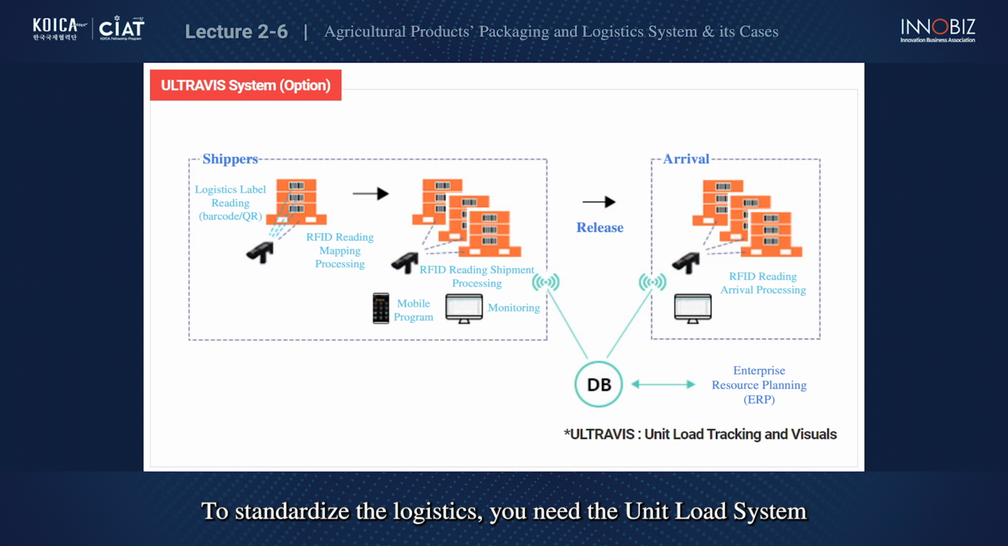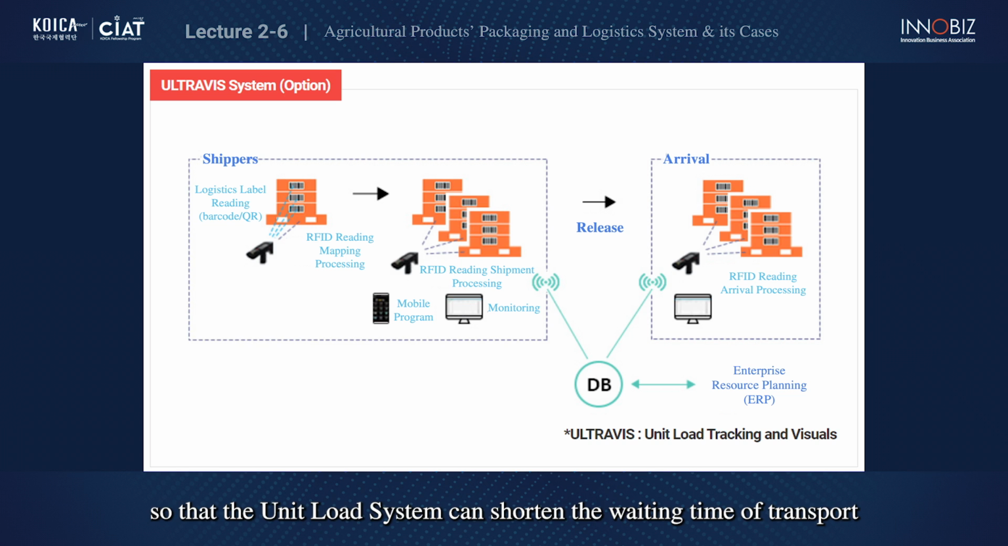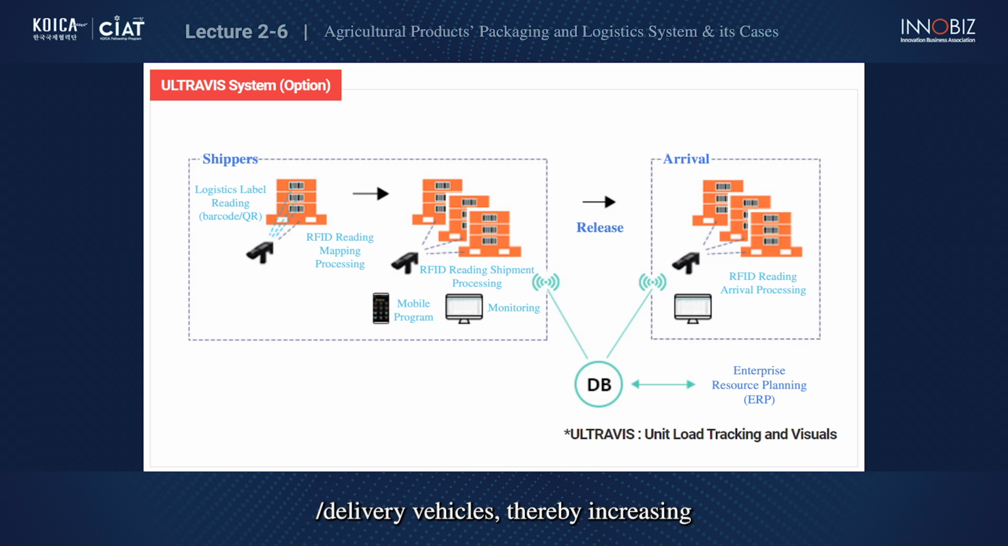To standardize the logistics, you need a unit load system that standardizes the cargo unit to a certain size, such as width, length, and height, to perform rapid transactions at transport bases like the APC, cargo terminals, and delivery centers. You should pursue mechanization in logistics so that the unit load system can shorten the waiting time of transport delivery vehicles, thereby increasing the operating efficiency of transport equipment, improving storage efficiency in warehouses, and shortening delivery times.